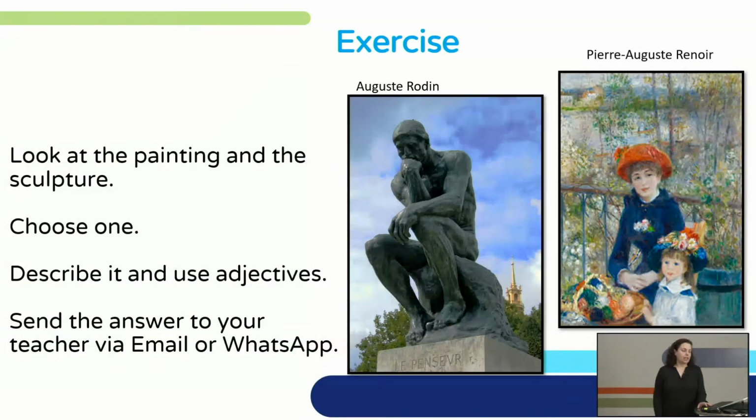Now, I have a short exercise for you. I chose a famous painter again. His name is Pierre-Auguste Renoir. Renoir is a famous French painter. He's from the south of France. He's from an area called Cagnes-sur-Mer. It's near Nice, Nice in the Riviera, the French Riviera.